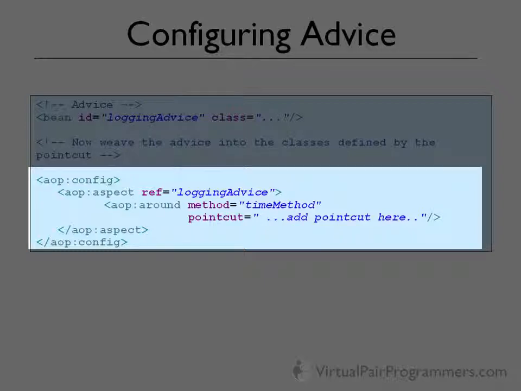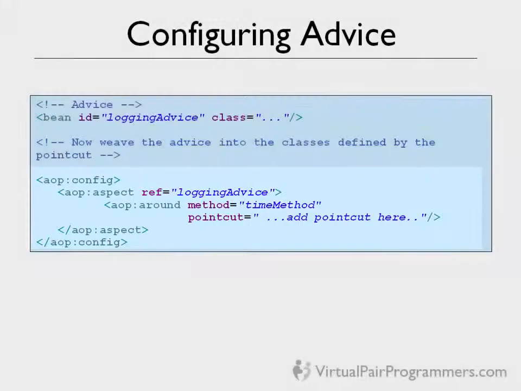Now, you know what the point cut is by now. That's that big, heavy wildcard that tells Spring which classes we want to apply this advice to. And then we're done. Spring will automatically create all of the proxies that we need to match that particular point cut. Let's switch across to Eclipse and give this a try.